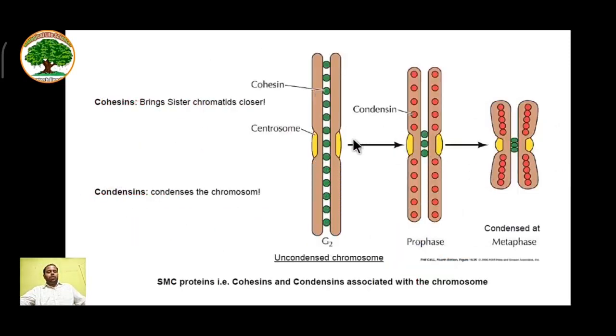You can see the diagram of a chromosome here. This cohesin protein helps in binding the sister chromatids together, and at the center there is the presence of a centromere that holds the sister chromatids together. So this is how the chromosome is condensed at metaphase. This is the prophase chromosome and this is the uncondensed chromosome.